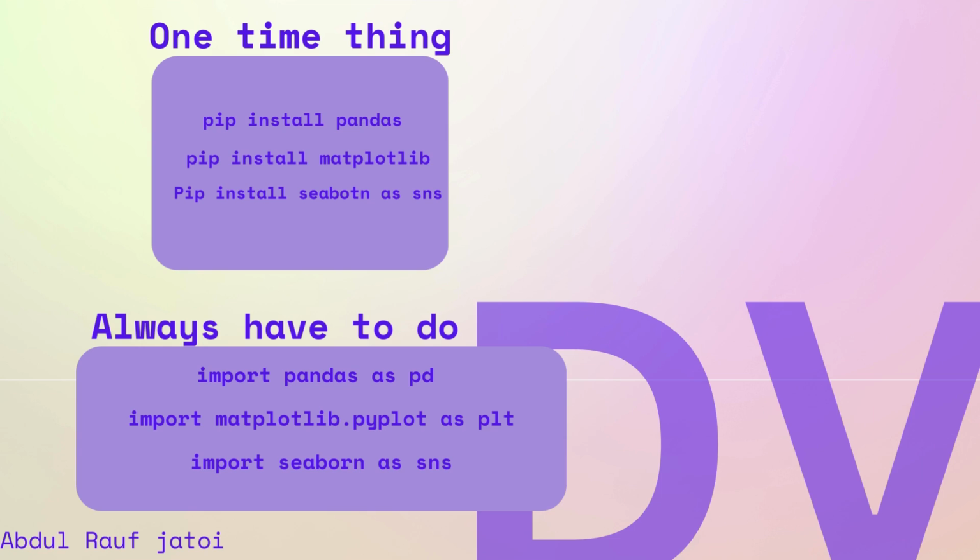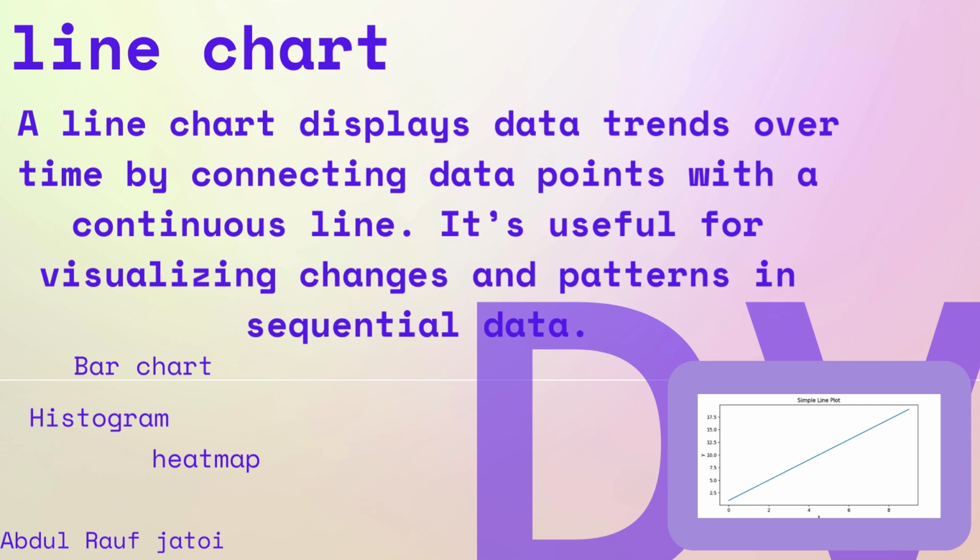Okay. So now after that, let's see a simple example with a simple chart we can use, which is the line chart. Let's see what the line chart is. A line chart displays data trends over time by connecting data points with a continuous line. It's useful for visualizing changes and patterns in sequential data.